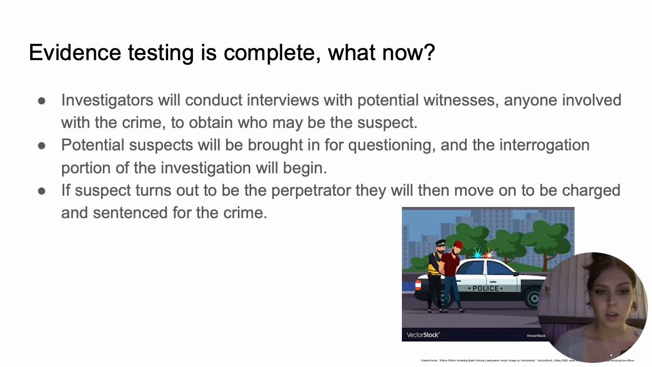So the evidence testing is complete. What do we do now? Investigators will conduct interviews with potential witnesses, anyone involved with the crime, or anyone who may know something about a suspect. Potential suspects will also be brought in for questioning, and the interrogation portion of the investigation will begin. This part is extremely important because if you don't find a lead within the next couple days after a crime is committed, there's a higher rate of it becoming a cold case. And if a suspect turns out to be the perpetrator, they will then move on to be charged and sentenced for a crime. The photo on this slide is a cartoon gentleman being arrested.